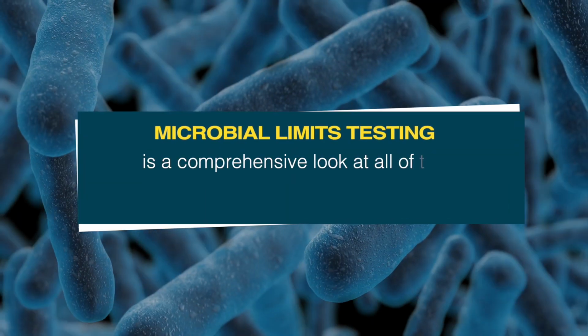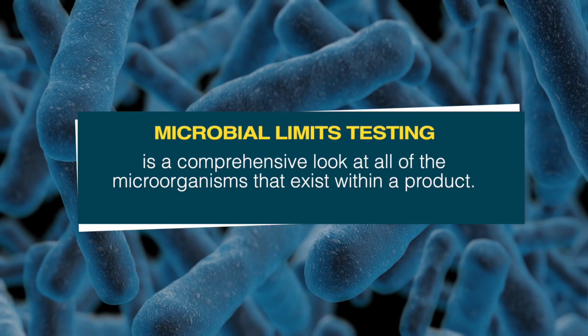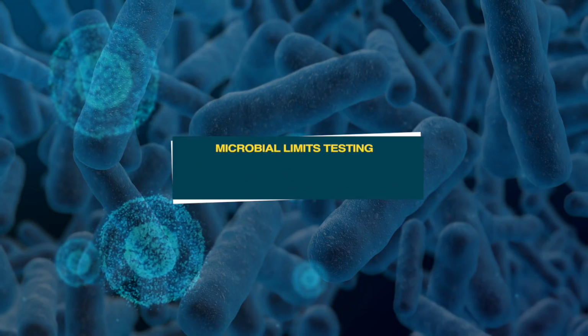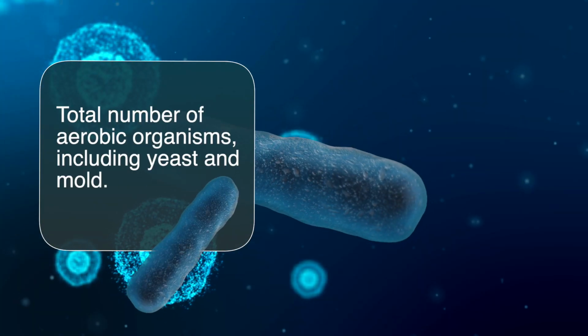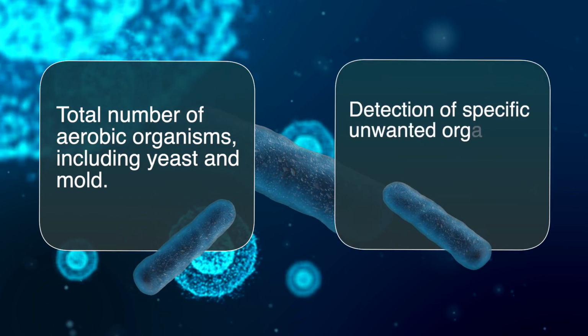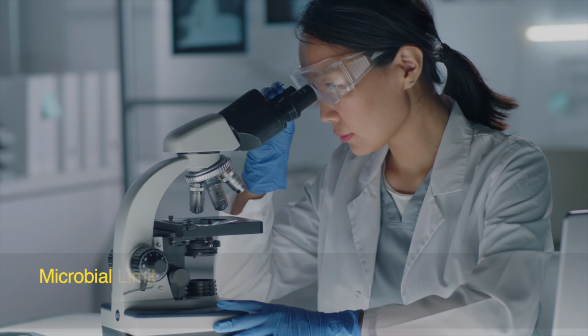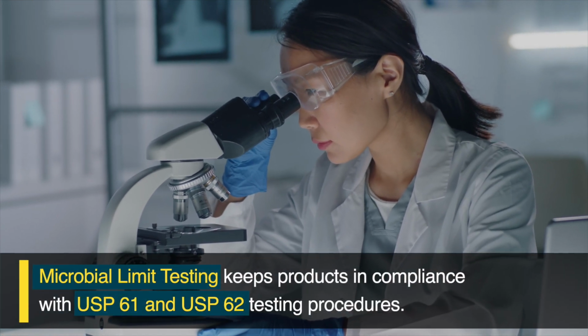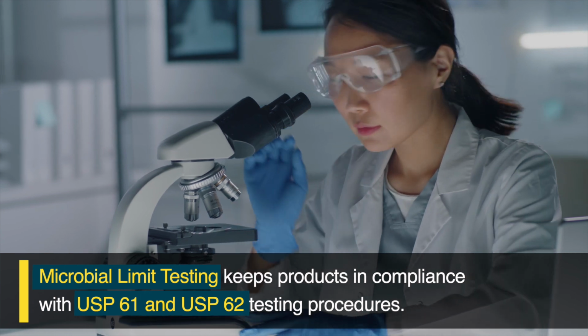Microbial limits testing is a comprehensive look at all of the microorganisms that exist within a product. There are two parts to this testing: total number of aerobic organisms, including yeast and mold, and detection of specific unwanted organisms. Microbial limit testing keeps products in compliance with USP 61 and USP 62 testing procedures.